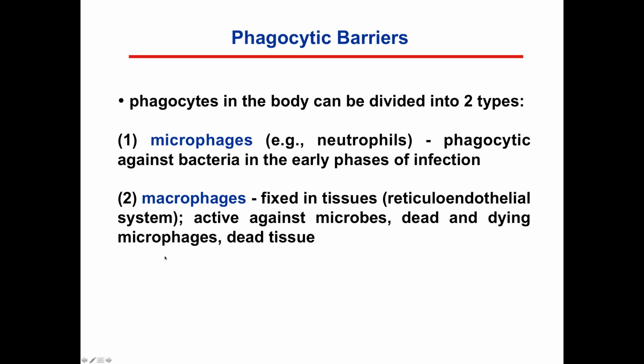So phagocytes can be divided into two different types. Neutrophils are phagocytic cells that act primarily against bacteria in the early phases of an infection. That's why it's important to have a good number of those neutrophils to help fight against the infection, and you can see why now.